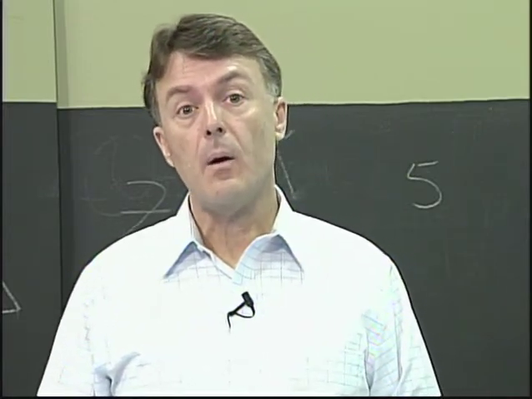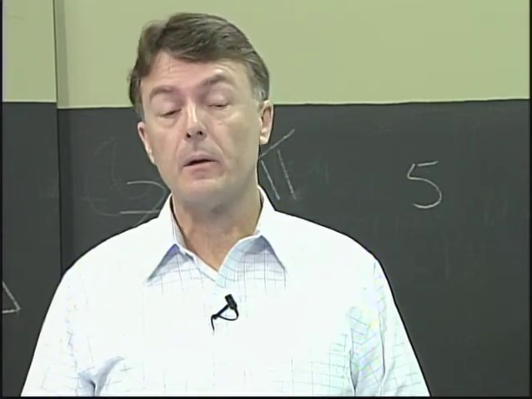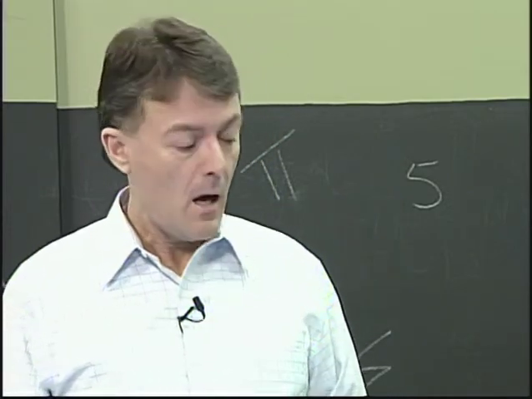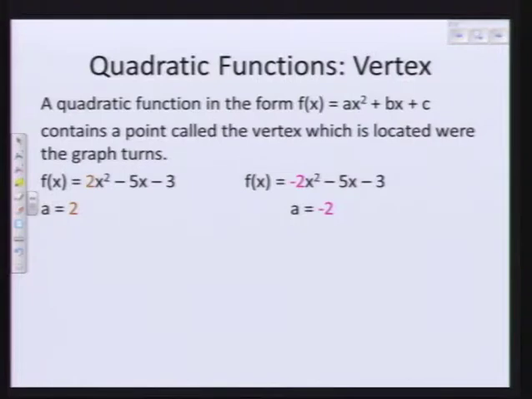And so let's see how we find that, and the particular name of that high point or that low point in the graph. All right, so this is called the vertex. A quadratic function in the form of f of x equals ax squared plus bx plus c contains a point called the vertex, which is located where the graph turns.